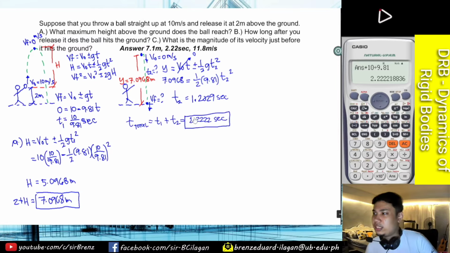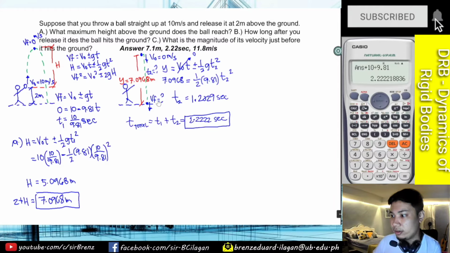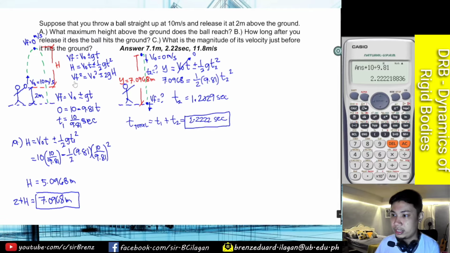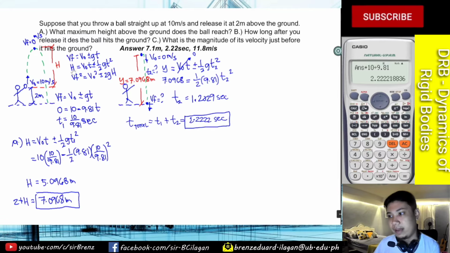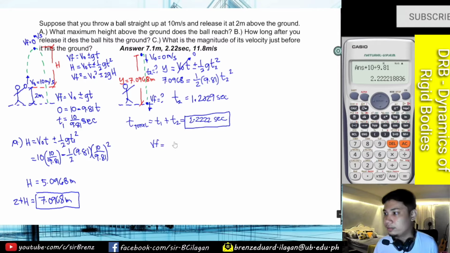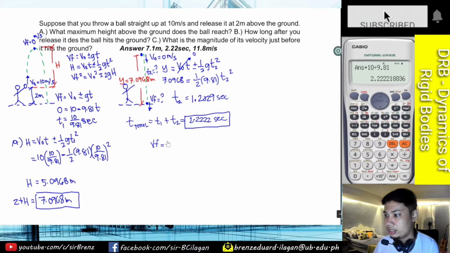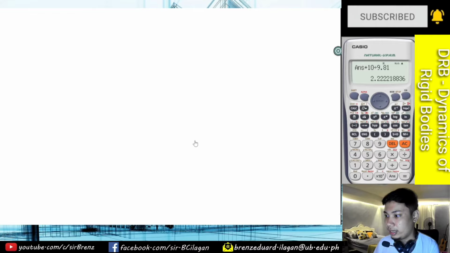So last question, what is the magnitude of its velocity just before it hits the ground? Before it hits the ground, this is the final velocity being asked. So let's find that. How can we solve for that? Simply by using the first equation or the second equation. It should give the same answer. But since this is easier, compared to this one where we need to square, we'll just use the first equation. So final velocity, it's slowing down.